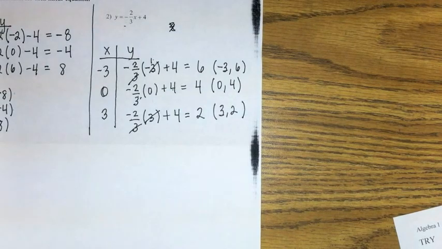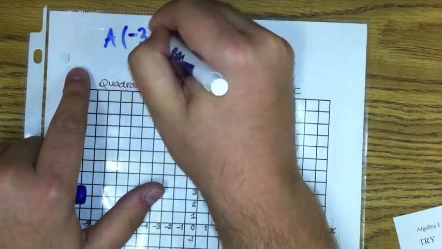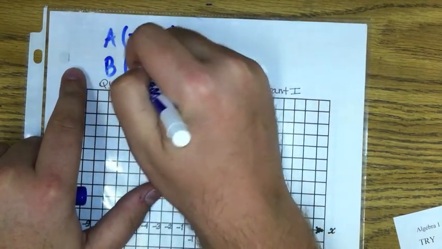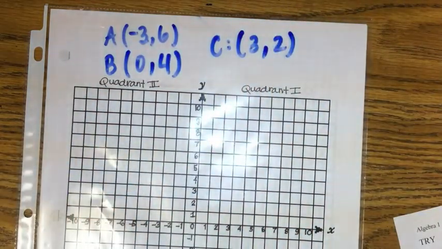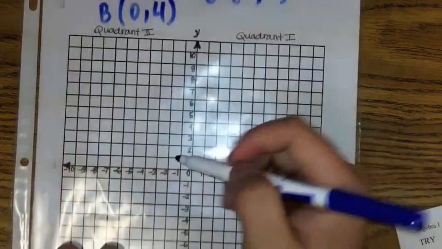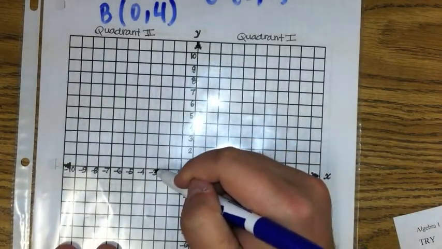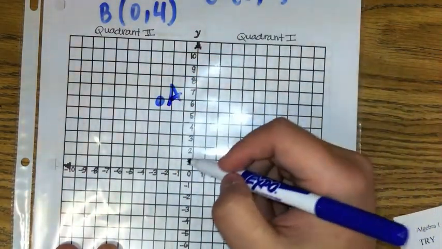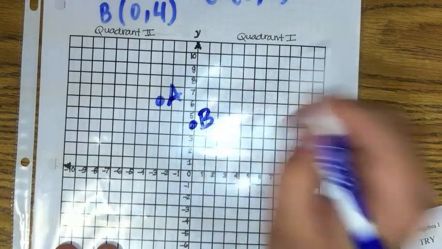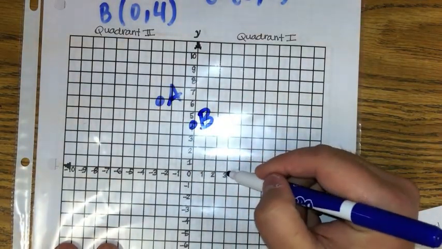Okay, so let's take a moment and graph those 3 ordered pairs, and see what's the relationship between these 3 ordered pairs. Okay, so again, our points are A, we'll call it A, negative 3, 6. We've got B of 0, 4, and C, 3, 2. Okay, so A, negative 3, 6. Start from the origin, go over negative 3, and then up 6. That's A. Okay, B is 0, 4, so that's going to be right here, B. And C, 3, 2.